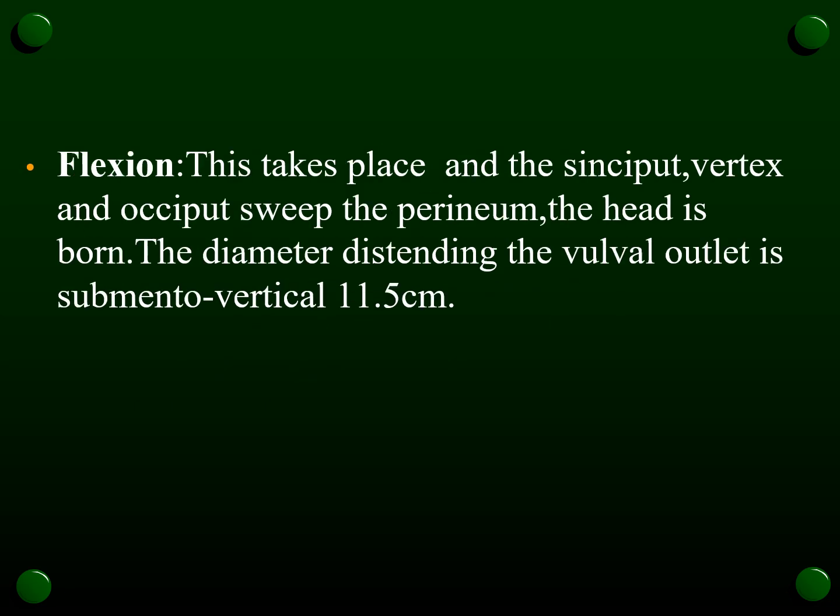Next one is flexion. This takes place as the sinciput, vertex and occiput sweep the perineum. The head is born. The diameter distending the vulval outlet is submentovertical, 11.5 cm. Submentovertical 11.5 cm will pass.